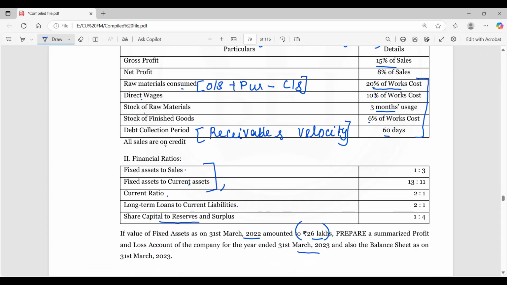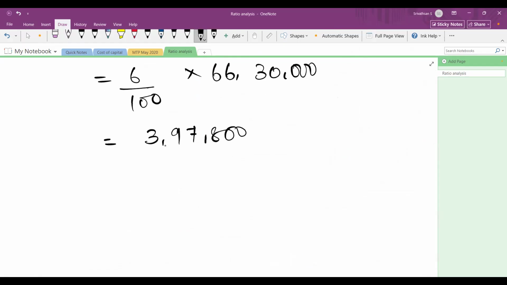Debtors collection period is given. So here have we calculated sales? Yes, we have sales. Then we can calculate receivables from this. Working note number 9, receivables.